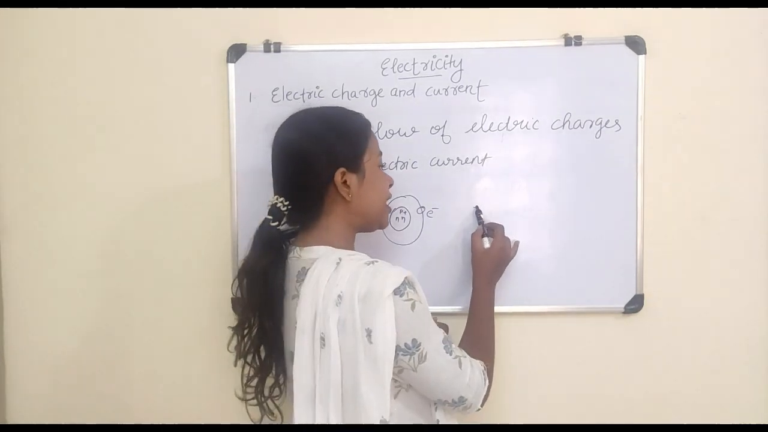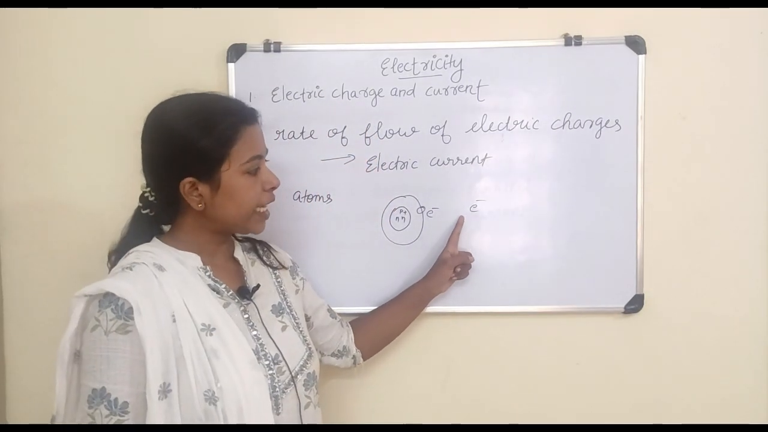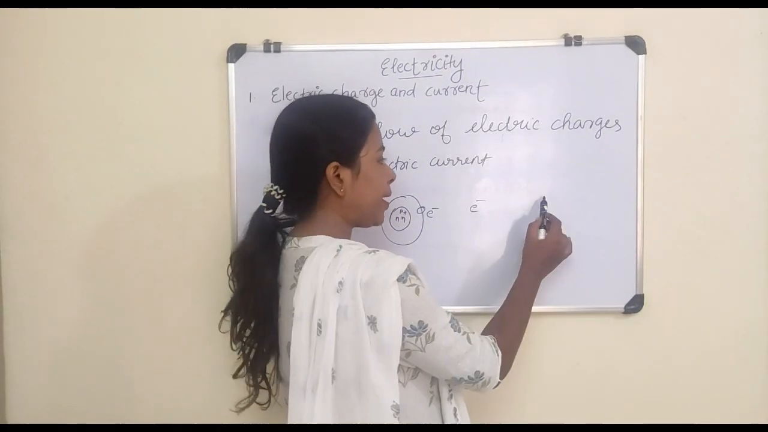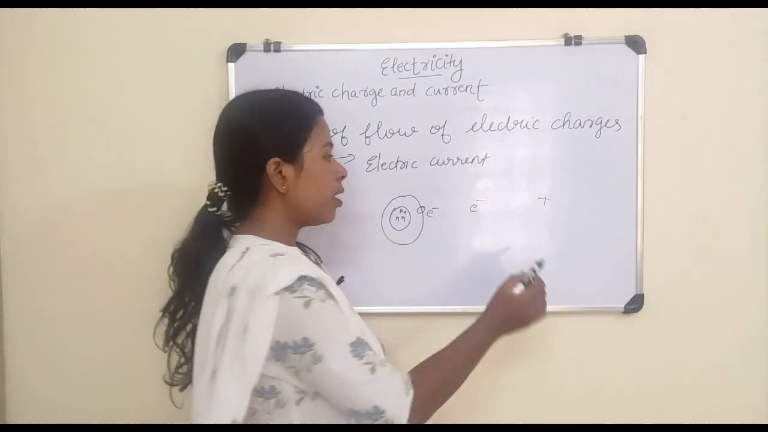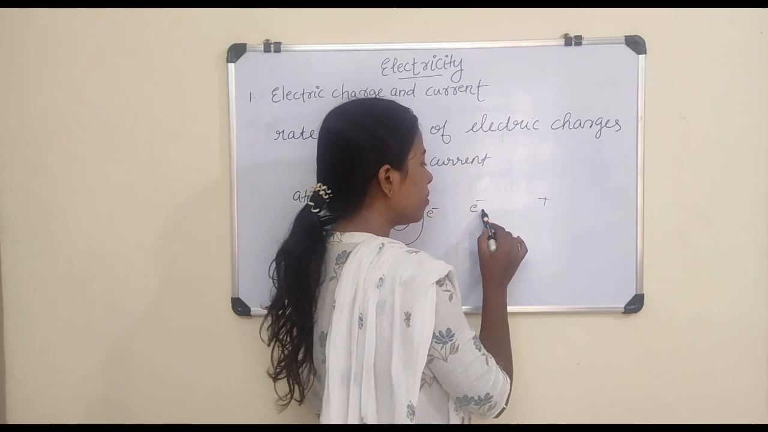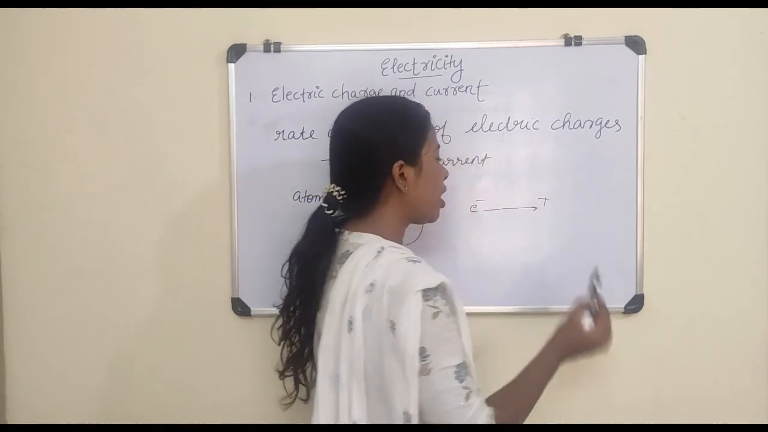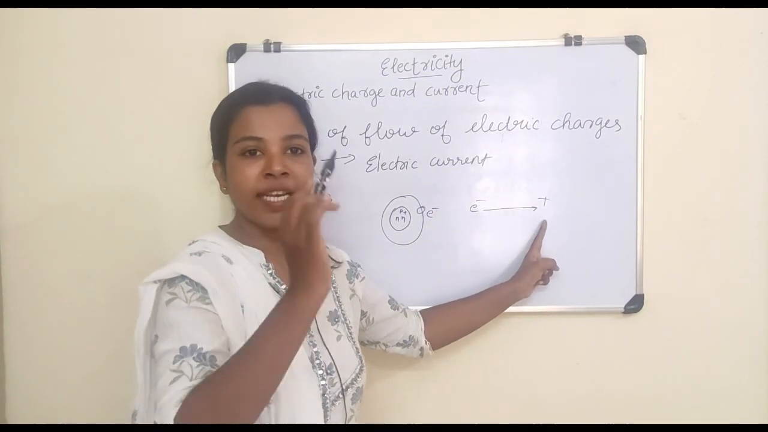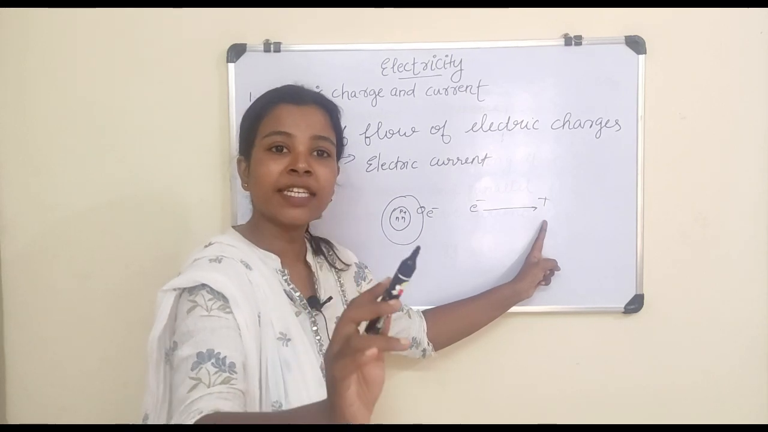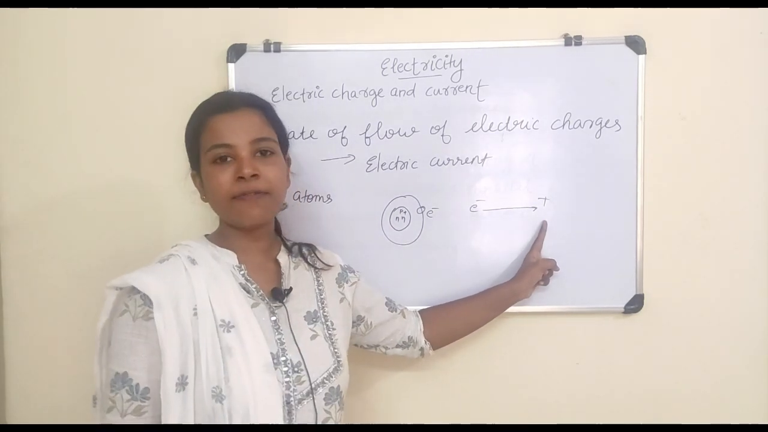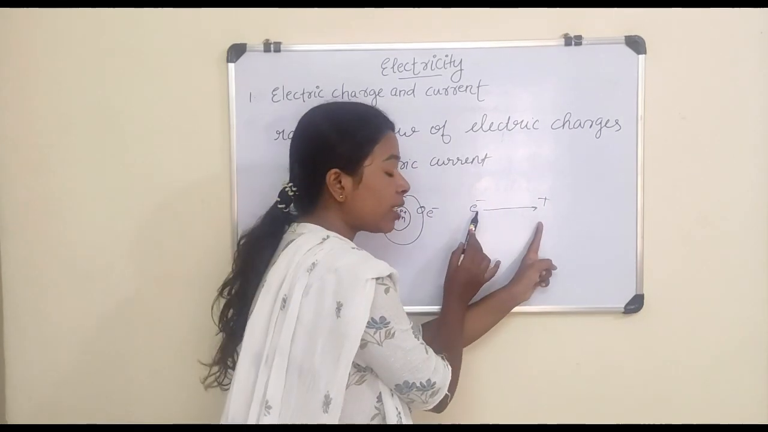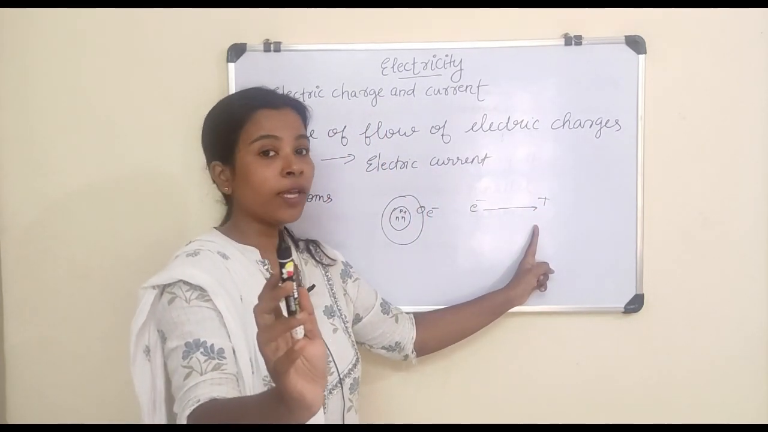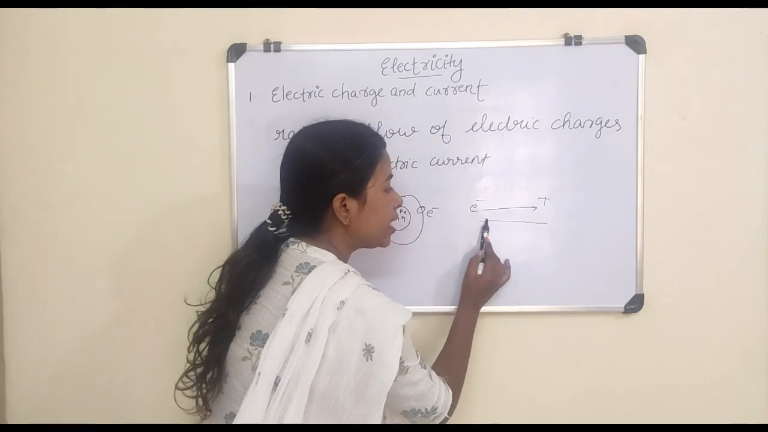See, the electrons are negatively charged, right? So negative charge always tends to flow towards the positive end. Am I right? So the electrons will tend to flow from negative to positive end. So the charge is flowing from negative to positive. Conventionally, the flow of electric current is taken to the opposite direction to that of the flow of the electric charge. That is, the charges are flowing from negative to positive. So the current is flowing from positive to negative.